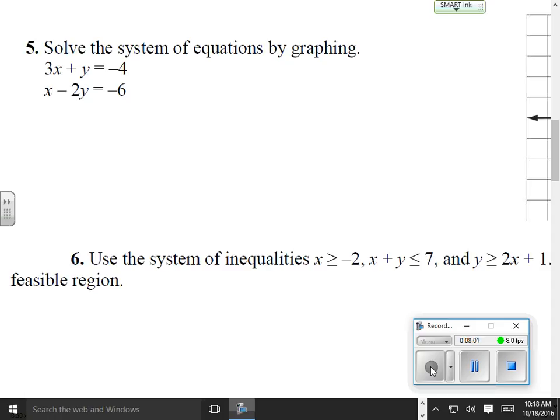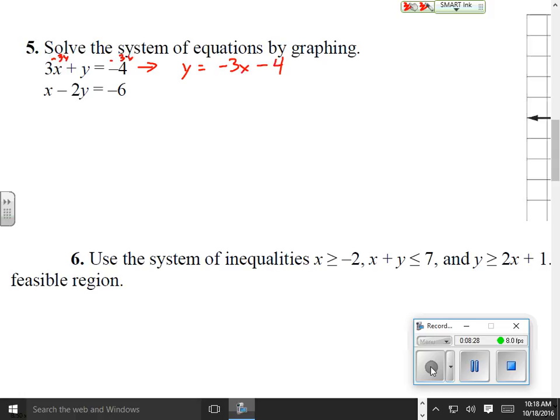For number 5, I'm asked to solve this system of equations by graphing. So I need to translate both of these into slope-intercept form. The first one won't be too difficult. All I need to do is subtract 3x from both sides, and y would be equal to negative 3x minus 4.